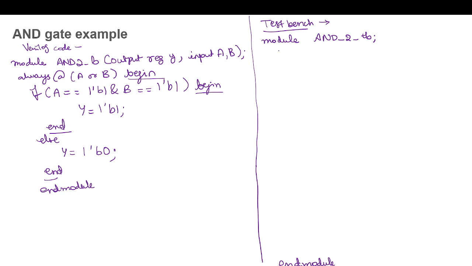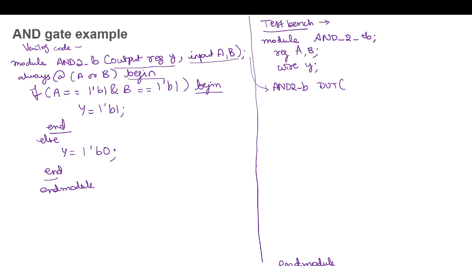Then we have to declare the ports. Inputs will be reg. The name can be same or different, followed by output wire y. Now we have to call this block, the instantiation: the name of the module and then the instantiation name.